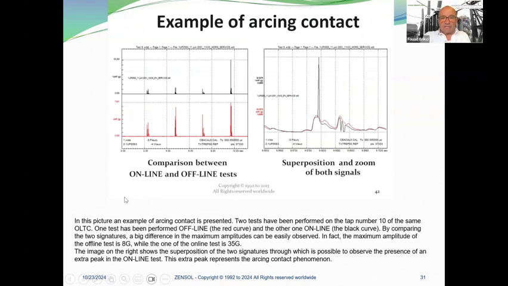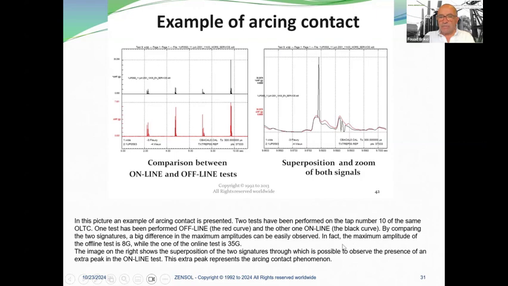So here is an example of arcing contact. In this picture, an example of arcing contact is presented. Two tests have been performed on tap number 10 of the same tap changer. One test has been performed offline, the red curve, and the other one online, the black curve. By comparing the two signatures, a big difference in the maximum amplitude can be easily observed.